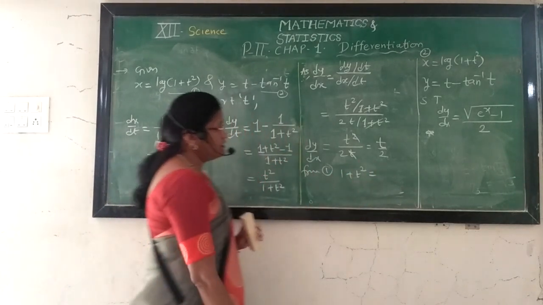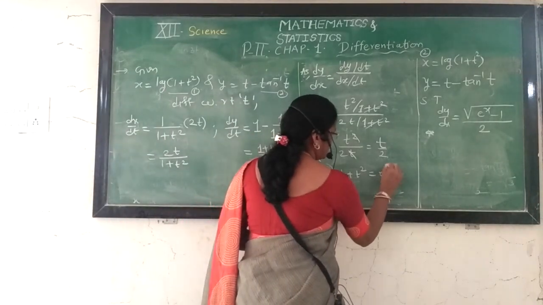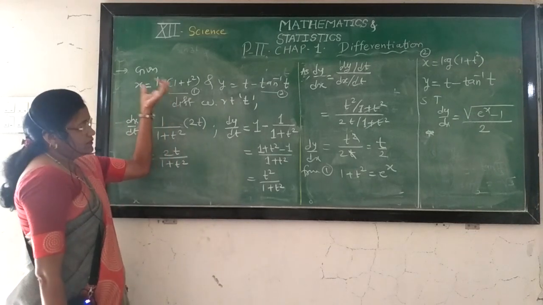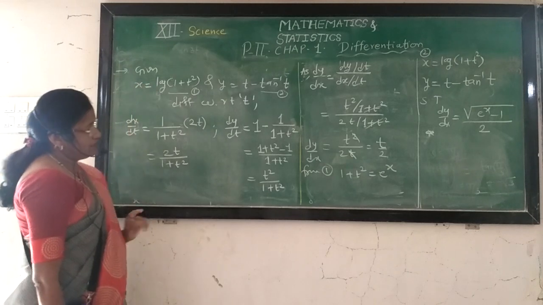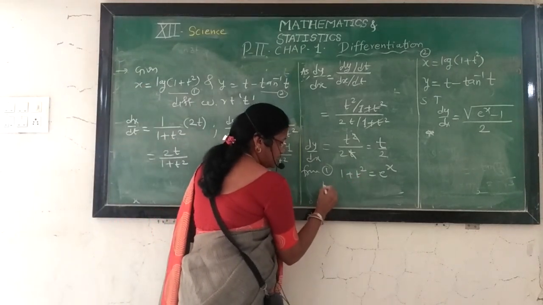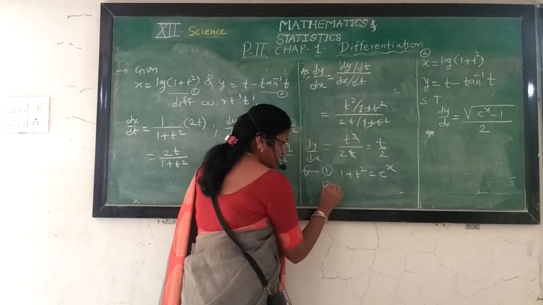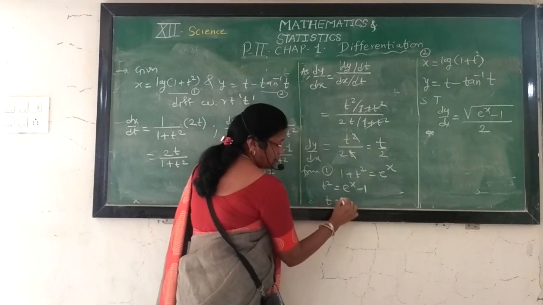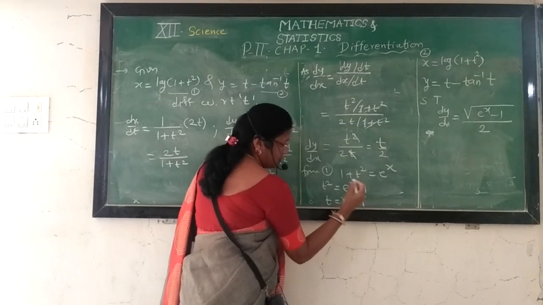From equation 1 we take that value 1 plus t square is equal to e raised to x, by conversion of logarithmic to exponential form as base is e. So we can take e raised to x is equal to 1 plus t square. Now make this t free from this 1 and after this square. So we take t square is equal to e raised to x minus 1. So t is equal to under root of e raised to x minus 1.